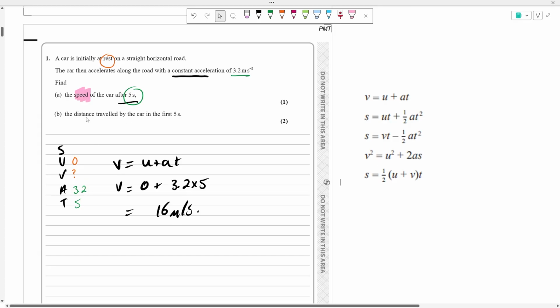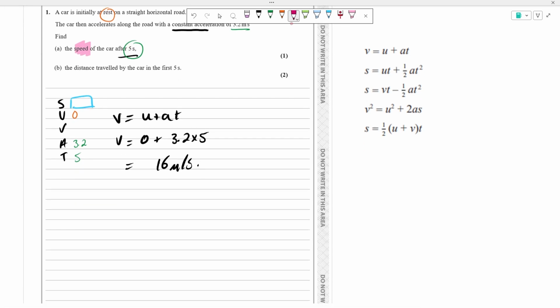Part B says find the distance traveled by the car in the first 5 seconds. So now we're trying to work out S. Try to avoid using stuff that you've already worked out. For example, you've worked out V is equal to 16. Try to avoid using that V. Try to use the stuff that's already given to you in the question. That way, just in case you have made a mistake, that error isn't carried through and you still end up with full marks for part B.